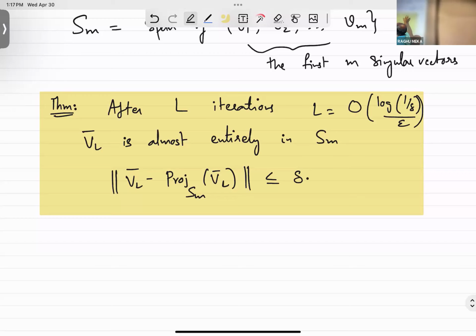I won't prove the general version where the first m are close and there's a gap between m and m plus 1. We'll just do the version where there's a gap between 1 and 2. The general version is basically the same idea. You just have to keep track of m other numbers, and it's a little bit more tedious. Nothing else changes.